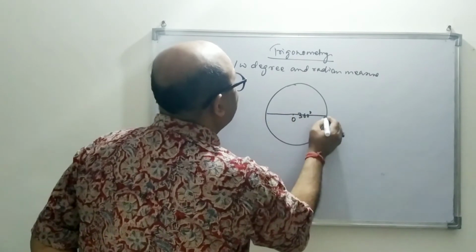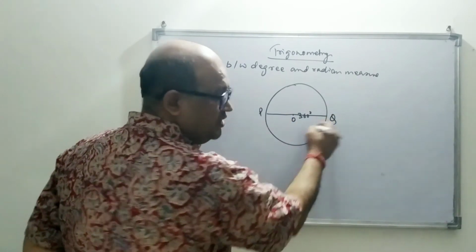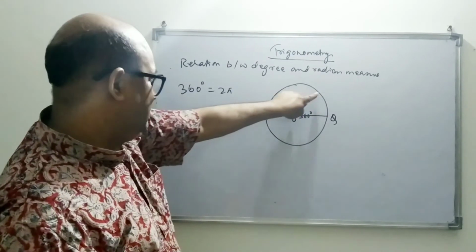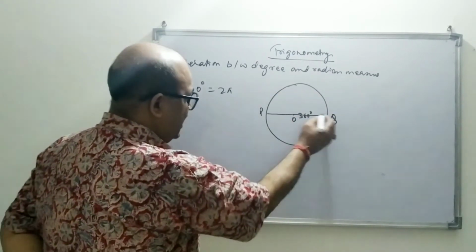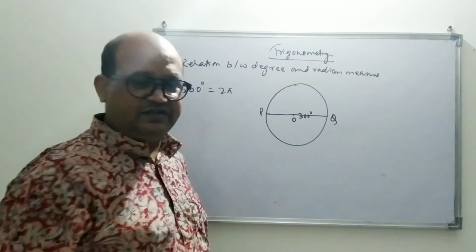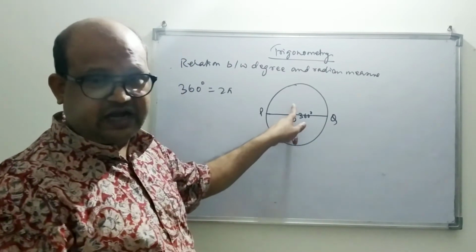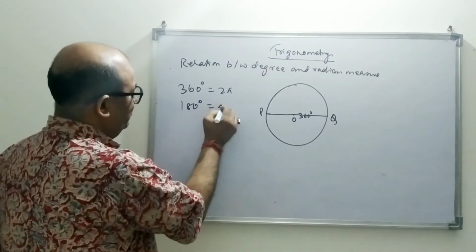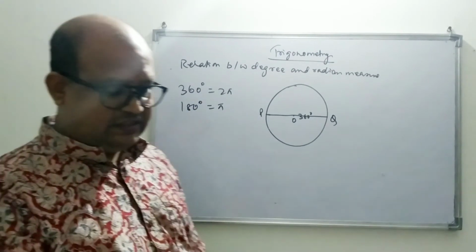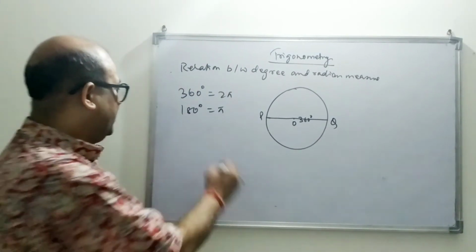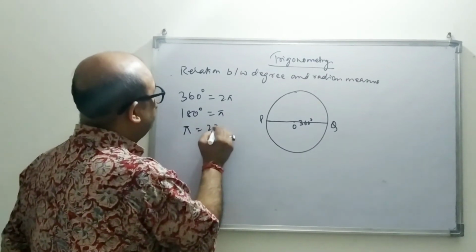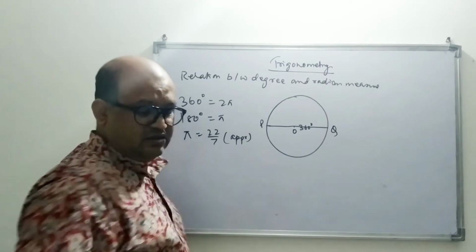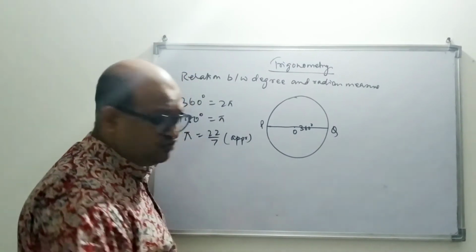That means the angle subtended by the circumference at the center of the circle is 2 pi. If PQ is the diameter, then the angle subtended by the semi-circumference at the center is 180 degree, that is pi. Therefore, 180 degree equals pi. Now we will see the conversion. We know pi is approximately 22 by 7.